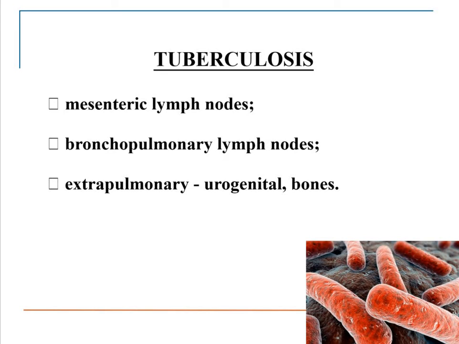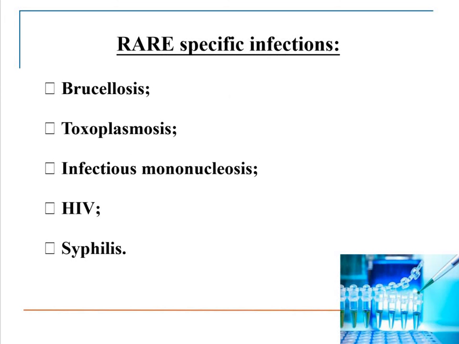Where could you find the tuberculosis process in the body in patients with fever of unknown origin? It could be mesenteric lymph nodes, bronchopulmonary lymph nodes, and sometimes even extrapulmonary in bones or urogenital. Rare specific infections: brucellosis, toxoplasmosis, infectious mononucleosis, Epstein-Barr virus, HIV infection, and syphilis.